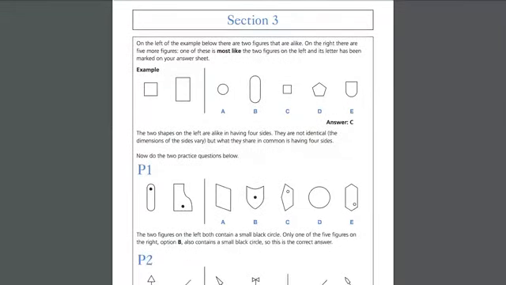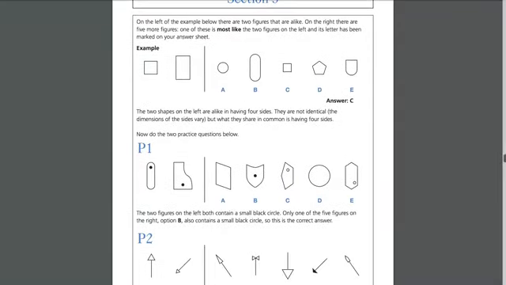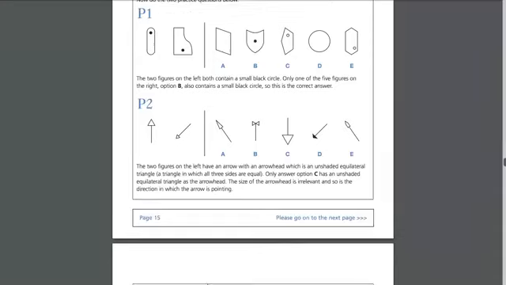This section is easy. You just need to find what are two similar shapes. We'll go with this one really fast because all of you know how to do this one really, really fast.